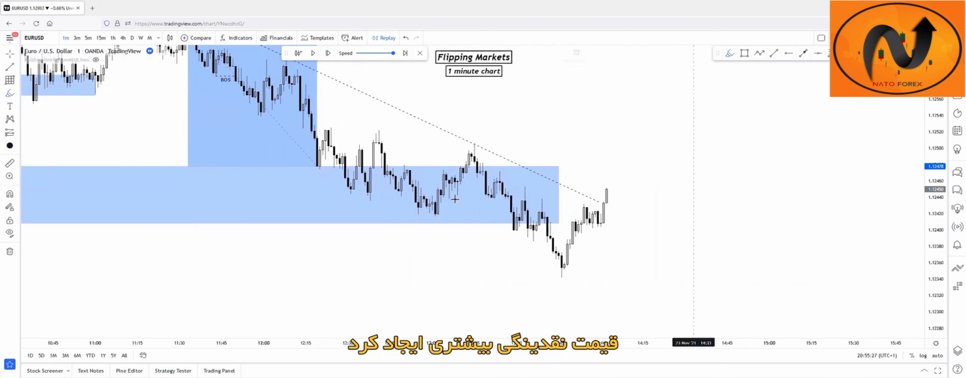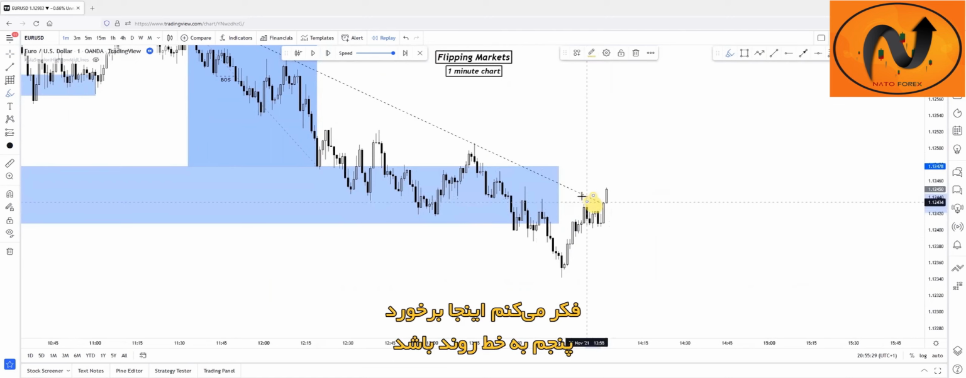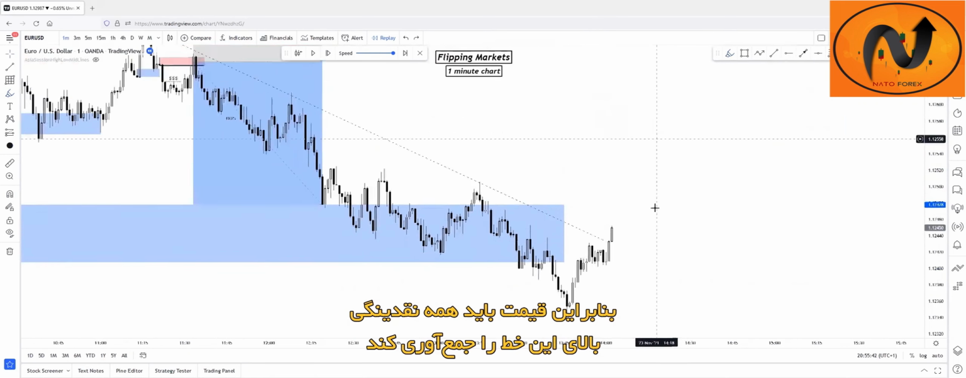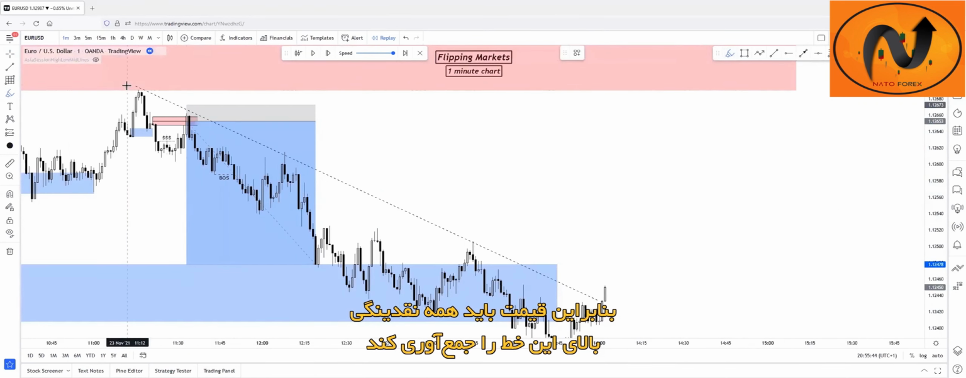Price built up more liquidity, as you can see. So here's the, I don't know which tap was this, maybe the 5th tap. So price tapped the trend line for the 5th time. More sellers entered here. More orders have been opened here. So price has to collect all of this liquidity from above this line.